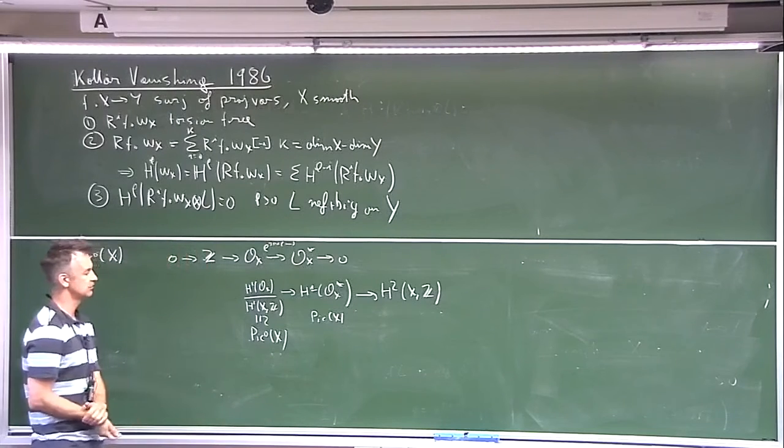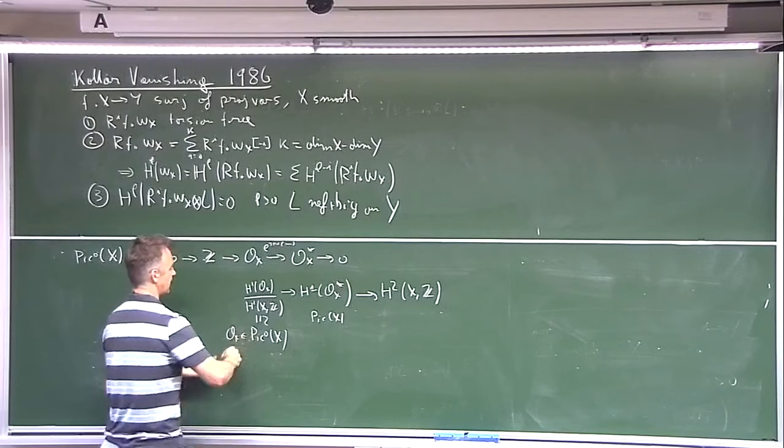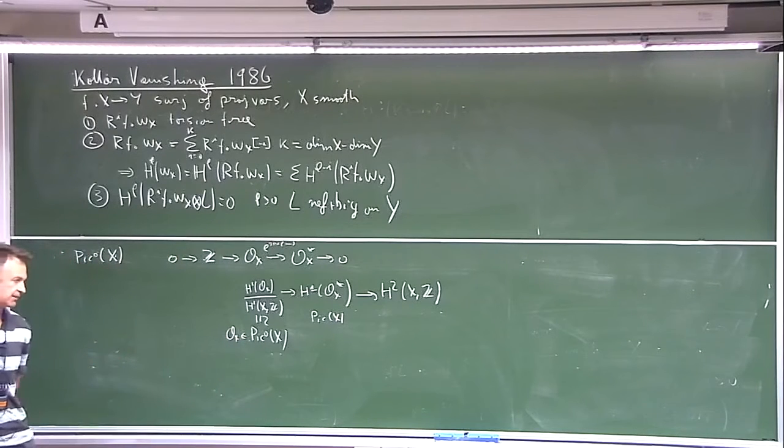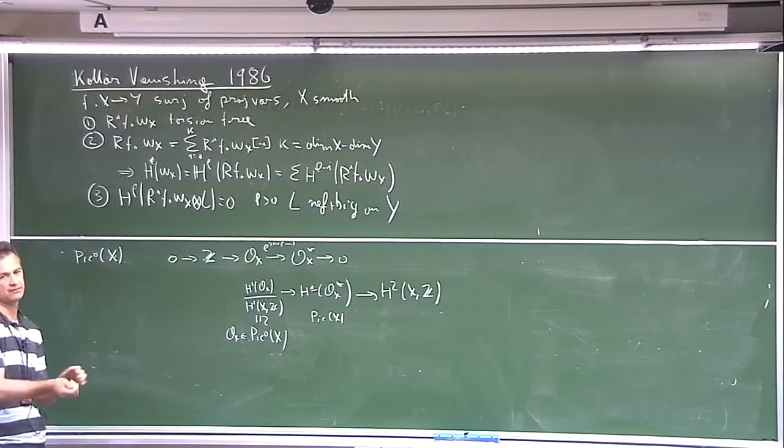So one line bundle that clearly is in here is the trivial line bundle, and every other line bundle parameterized by Pic^0 of X is a topologically trivial line bundle. It's a deformation of the trivial line bundle.